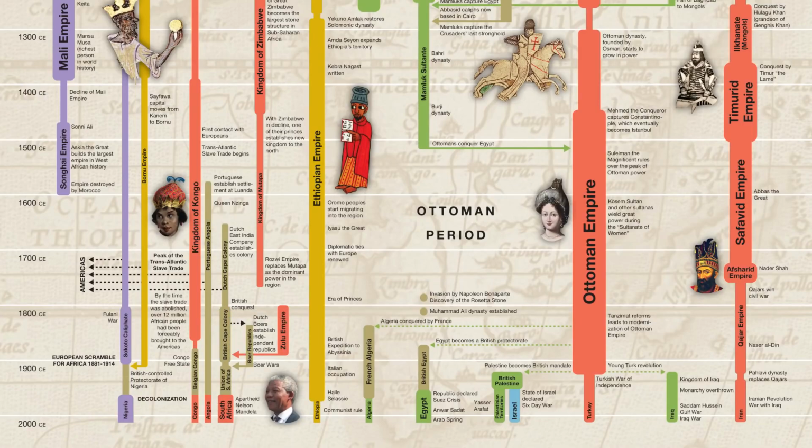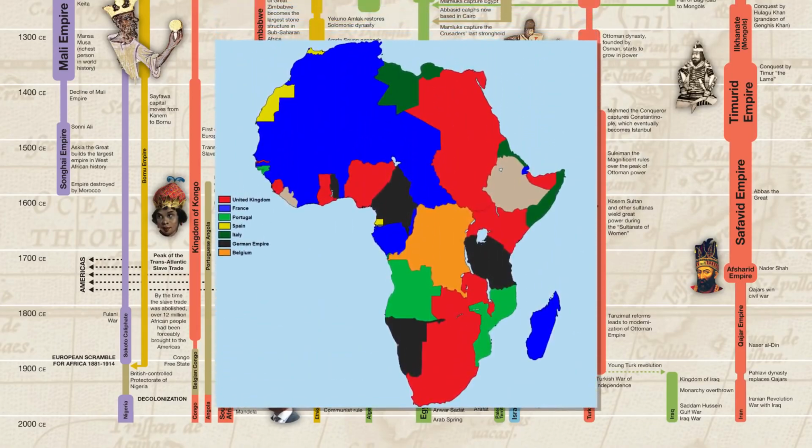Around the same time, a local ruler named Shaka expanded his territory, creating the Zulu Empire. Meanwhile, in North Africa, the French were colonizing what is today Algeria, and the British managed to take Egypt from the Ottomans. But Europe's role on the continent really took off during what's called the Scramble for Africa, a period that lasted from 1881 to 1914.